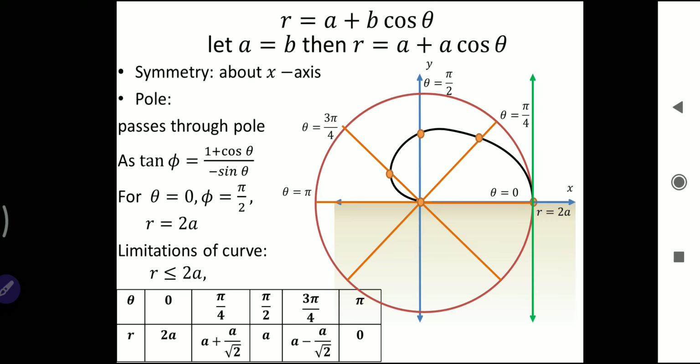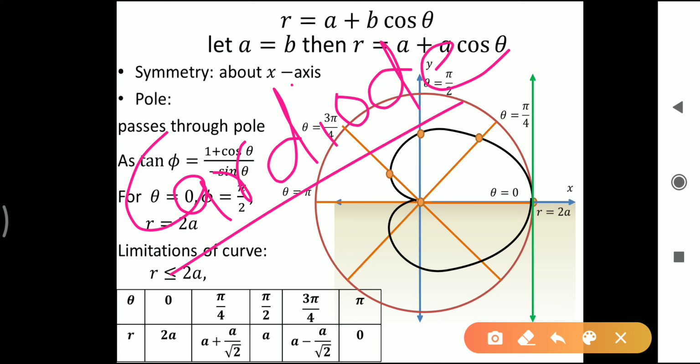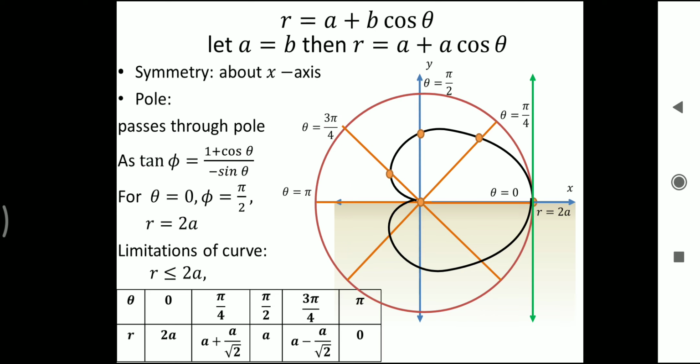So when you join all these points, you are going to get this kind of thing. And a similar thing is there below the x-axis by the symmetry about the x-axis. So this kind of curve you are going to get, and this curve is called a cardioid because it looks like a heart.